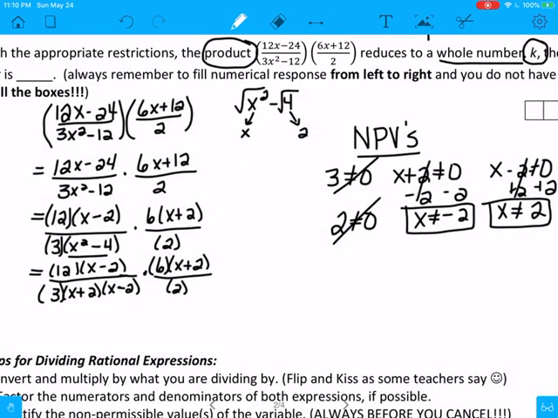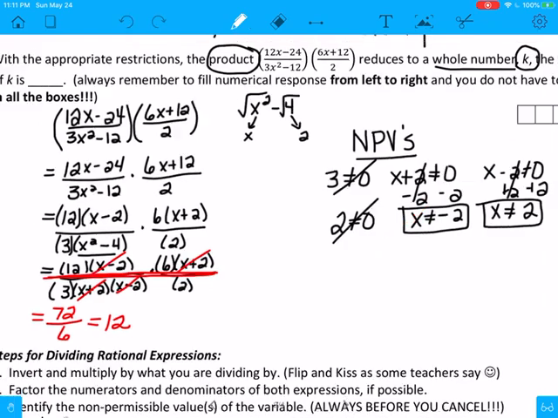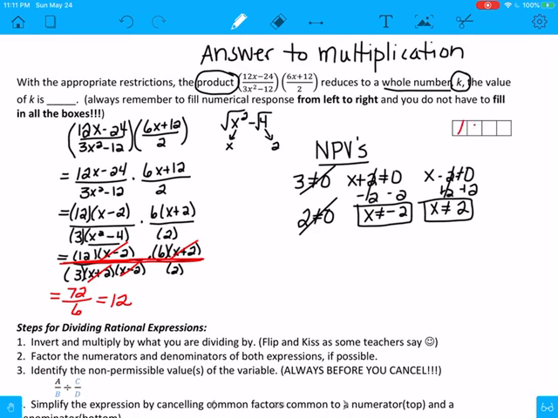Then we can write our numerators and denominators together by drawing the line across and see what we have in common. X minus 2, x minus 2, x plus 2, x plus 2, and then I write what's left over. 12 times 6 is 72. And then on the bottom, I have 3 times 2, which is 6. And then I can go 72 divided by 6 in my calculator, and I get 12. So my answer is 12. And if we filled it into a numeric response box, we fill from left to right. So we'd go 12.